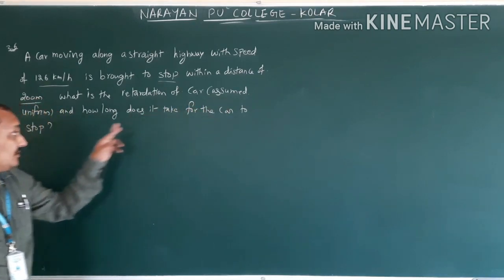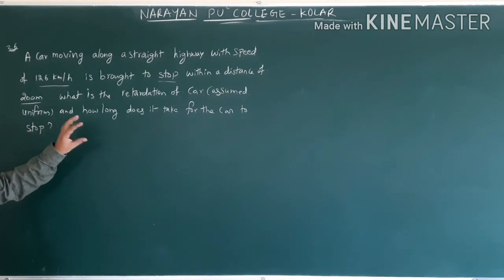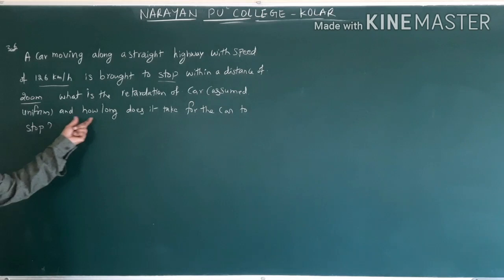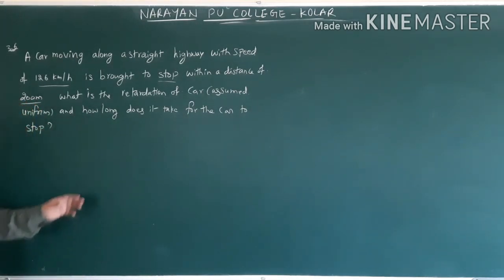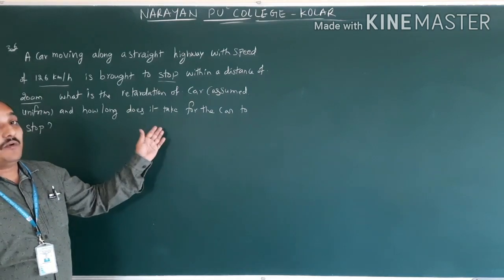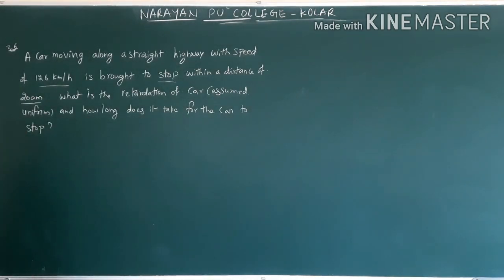Assumed uniform, isn't it? Assumed uniform means we can apply equations of motion. And how long does it take for the car to stop? How long means how much time it is taking.